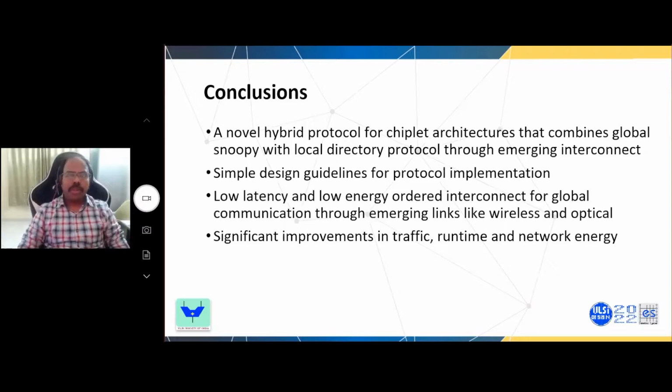Finally, to improve the performance of Snoopy protocol for global communication, low latency and low energy broadcast capable emerging interconnects are used, thereby providing efficient communication and coherence protocol across all the architectures. And the significant improvements in various communication metrics show the efficacy of the proposed protocol. Thank you.